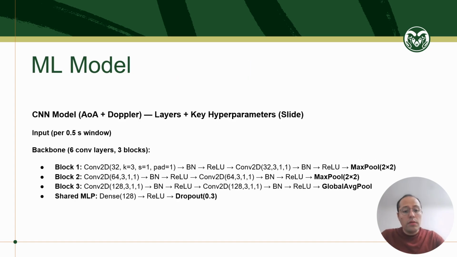For the machine learning model, I chose to use a CNN model in order to get a better result than the traditional angle of arrival and Doppler localization. Here you can see a little more of my hyperparameters as well as the number of layers that I used.